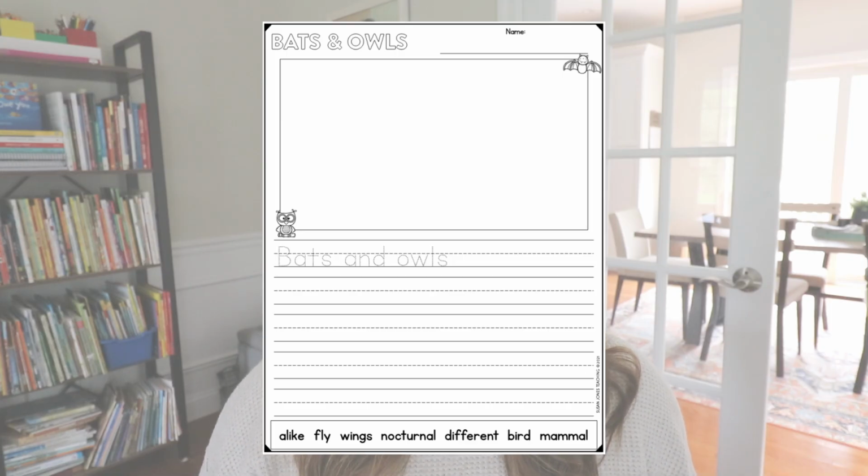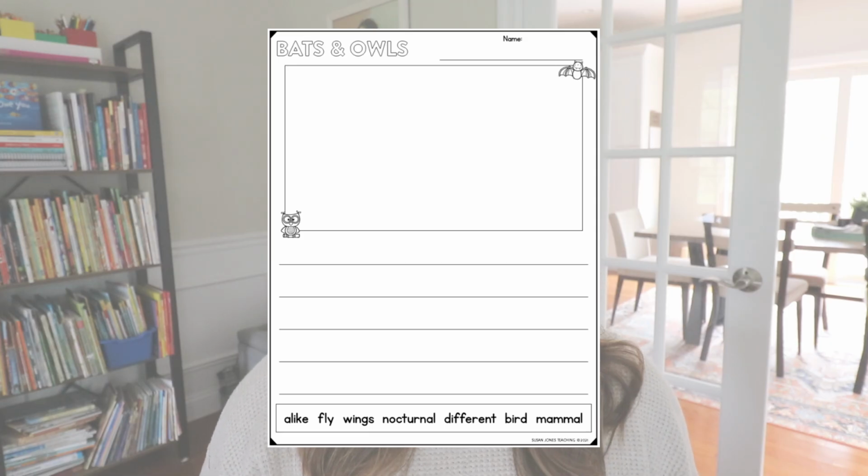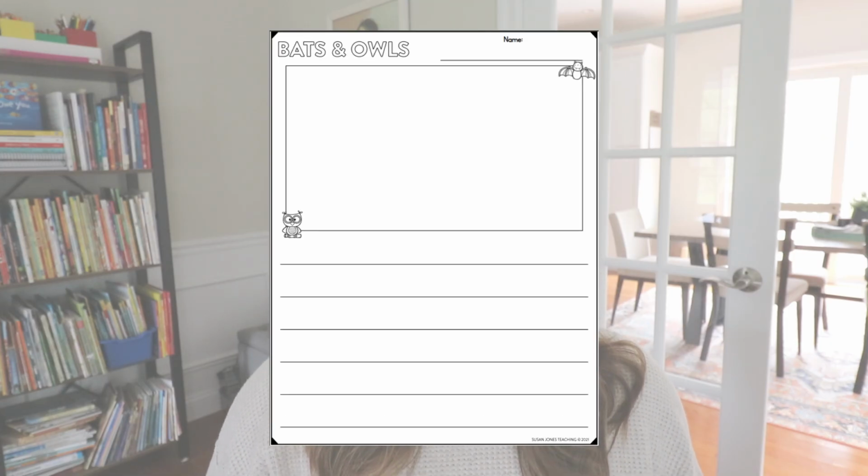And then for second grade, we have some pages here with just the lines and still a word box in case they need it, and of course a blank page for them to write their own thoughts. So you can see those writing sheets are really applicable to kindergarten, first, and second grade, depending on which one you use and how much pre-teaching you're doing with your students to have them compare the animals.